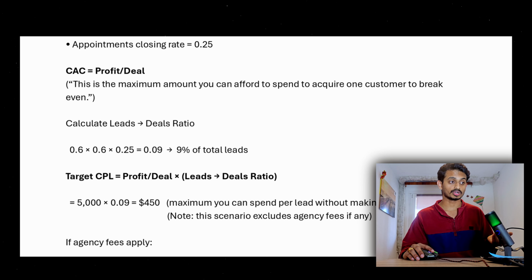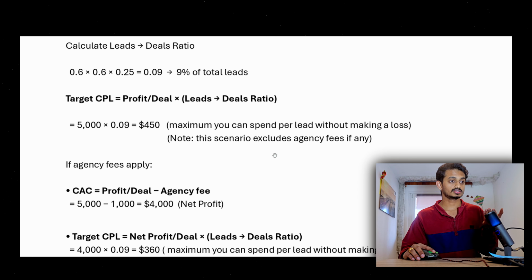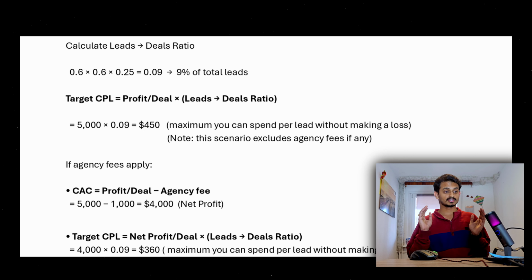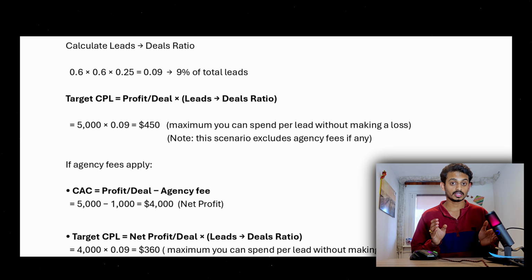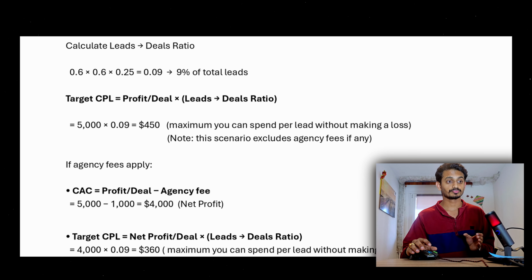And the final step to calculate your target cost per lead is profit per deal into leads to deals ratio. So your profit per deal is 5,000 and your leads to deals ratio is 0.09. So that amounts to $450. Again, this is not a real case scenario, but anyway, you can spend up to $450 to get a single lead to not make a loss and break even. Again, to mention, this scenario excludes agency fees, if any.